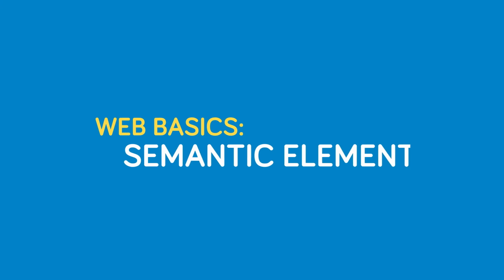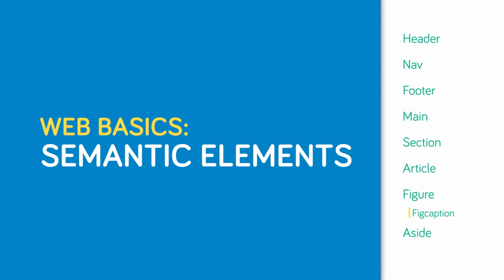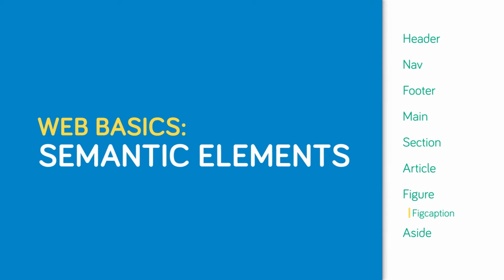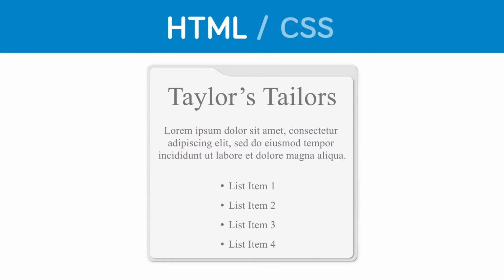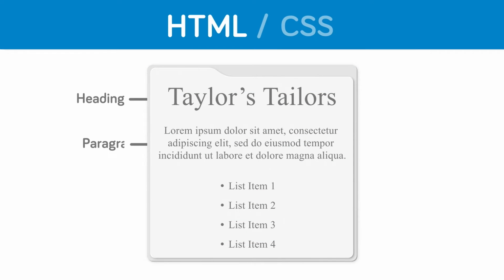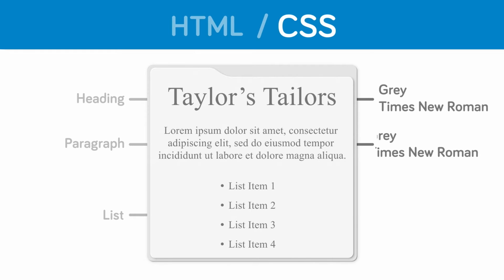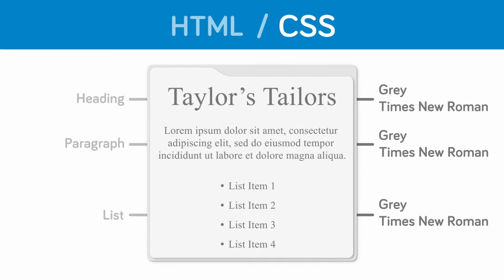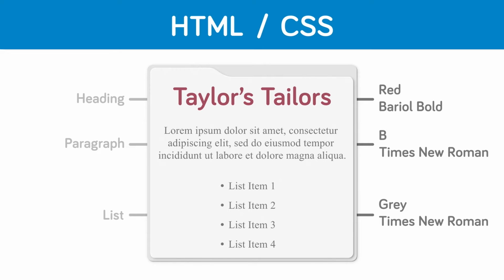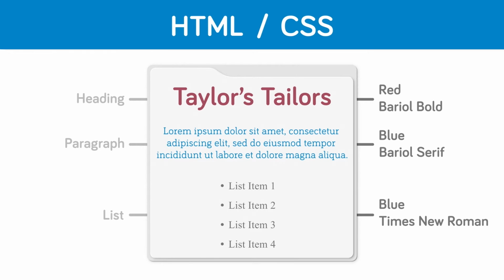In this video, we'll take a look at the semantic elements in HTML. We've talked in previous videos about the difference between HTML and CSS. HTML is all about identifying the role or meaning of the content, while CSS is all about establishing the look of the content. You can apply different CSS code to the same HTML to change the appearance in countless ways, but as long as the HTML elements stay the same, the meaning remains the same as well.